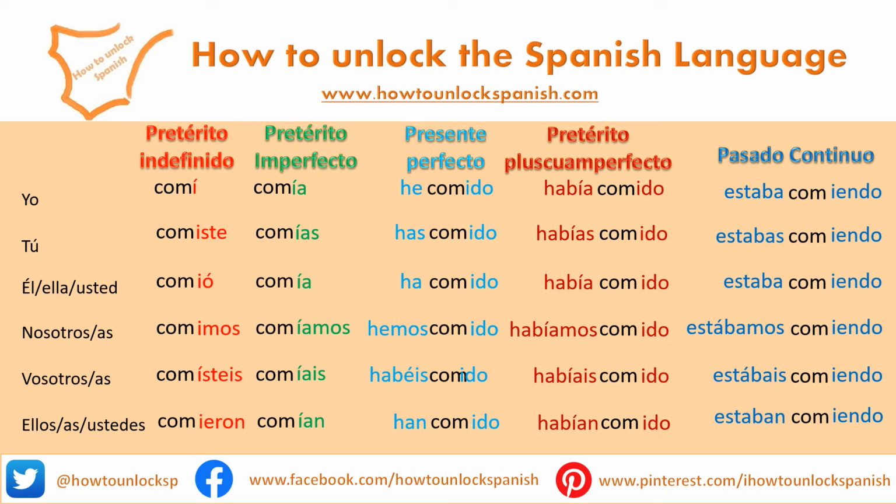Presente perfecto. Presente perfecto is an action that didn't end, or an action that the consequence of that action didn't end. Like I've broken my leg, so my leg is broken, still broken. So I would use I've broken my leg, not I broke my leg.